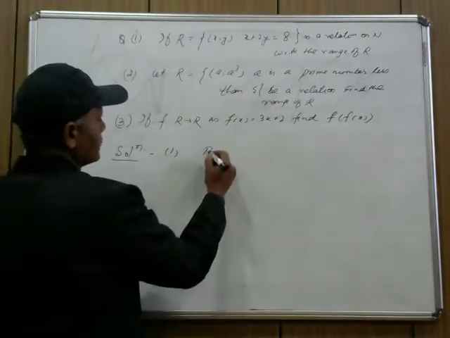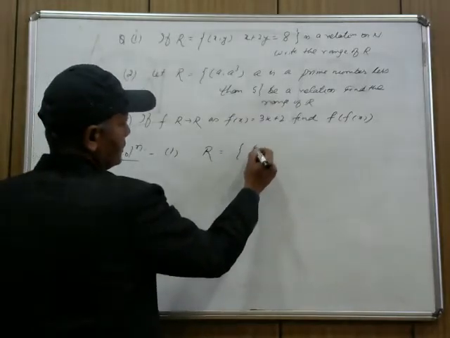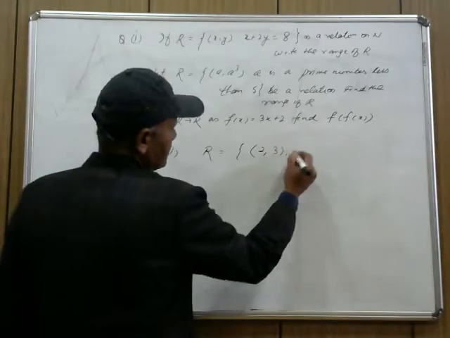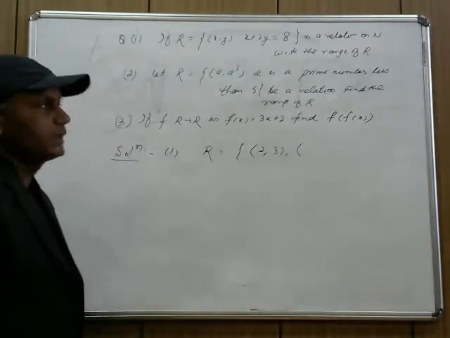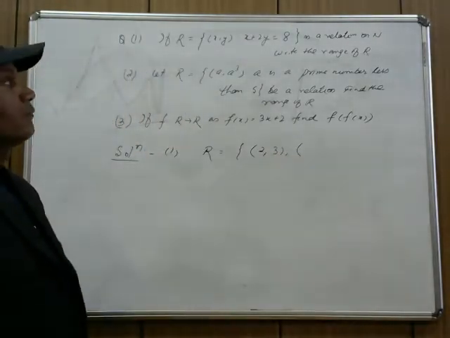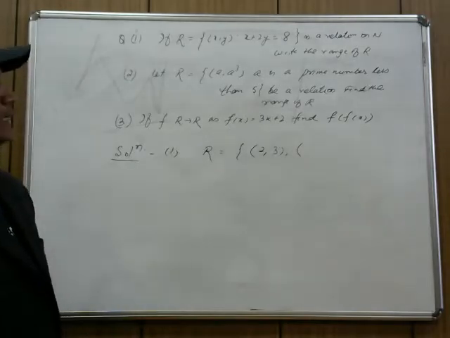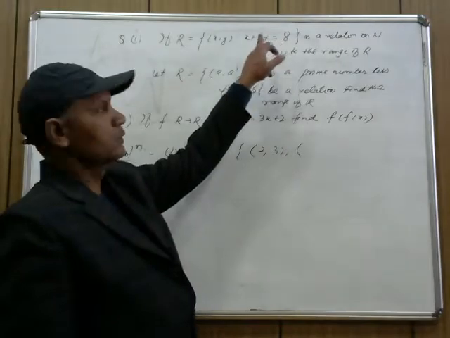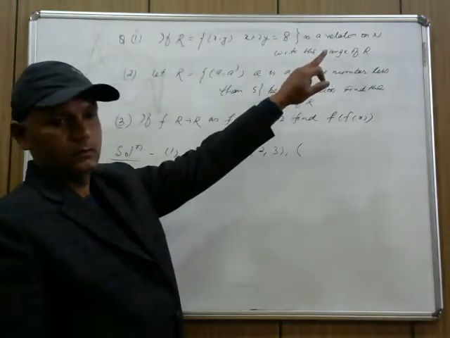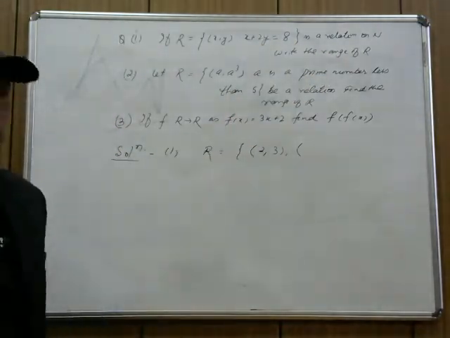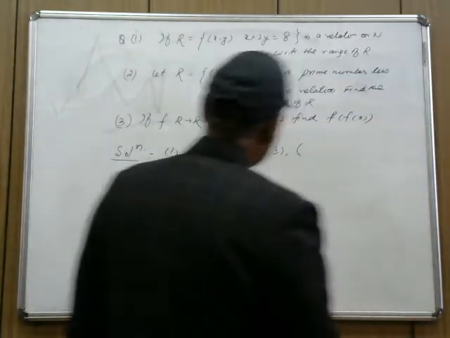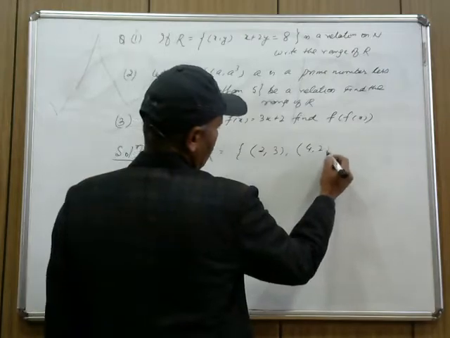That means R has the pair 2, 3: when x is 2, y is 3. Similarly, can we have any other pair? If I take 3, it cannot be. If I take 4, then 4 plus 2y is equal to 8, 2y is equal to 4, y will be how much? 2. Therefore, the second pair will be 4 comma 2.